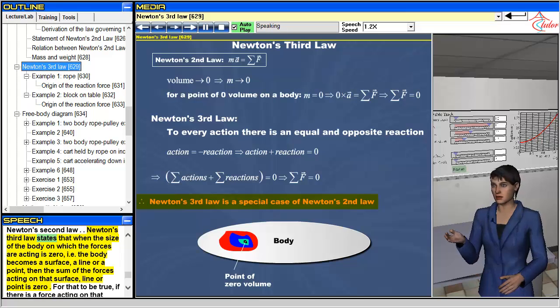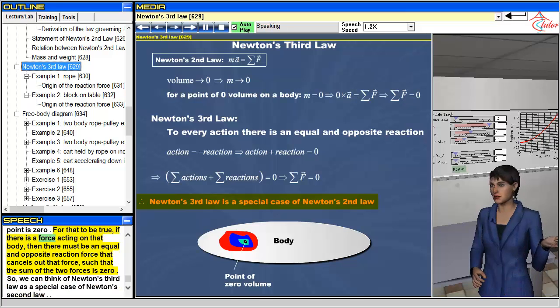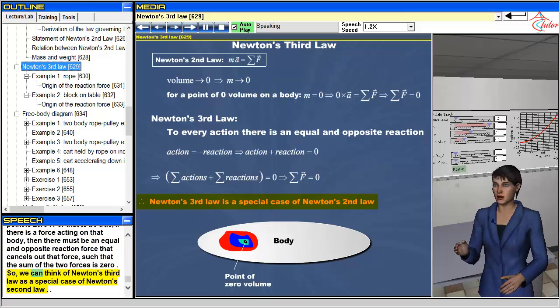Newton's third law states that when the size of the body on which the forces are acting is zero, i.e. the body becomes a surface, a line or a point, then the sum of the forces acting on that surface, line or point is zero. For that to be true, if there is a force acting on that body, then there must be an equal and opposite reaction force that cancels out that force, such that the sum of the two forces is zero. So, we can think of Newton's third law as a special case of Newton's second law.